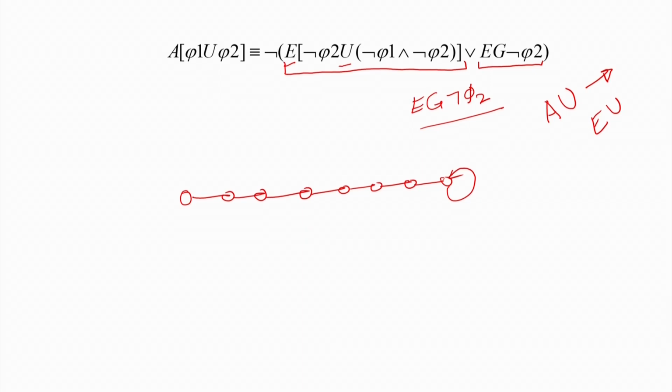Now, when will it become true? If I take the negation. That is why this negation sign is there. So, if such a scenario is happening and I take the negation, then at least A phi 1 until phi 2 is going to be true. It may be true, provided it is going to have the second component. Because here I am saying that phi 2 is false everywhere.